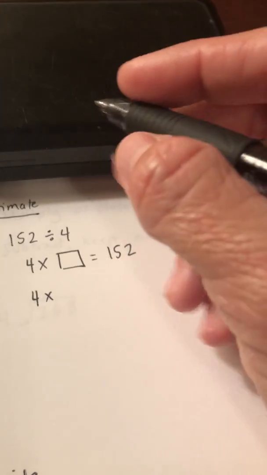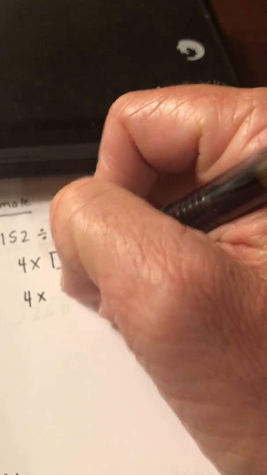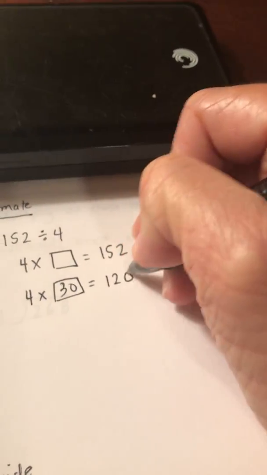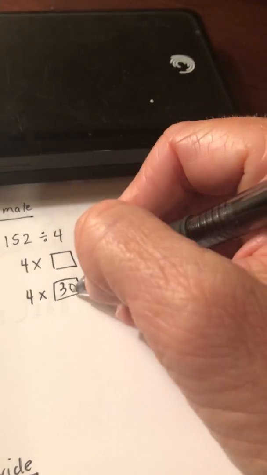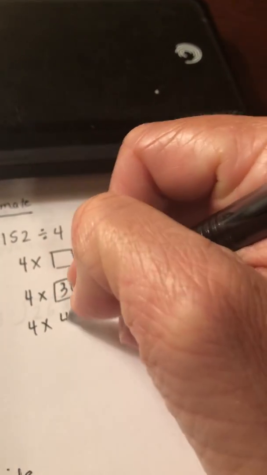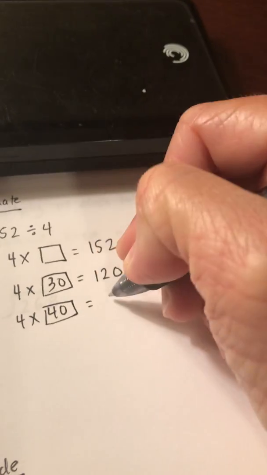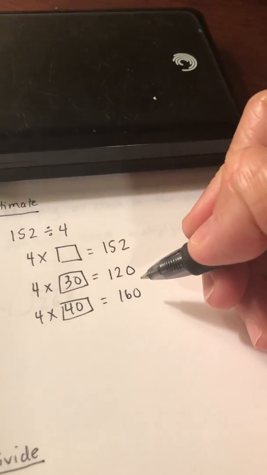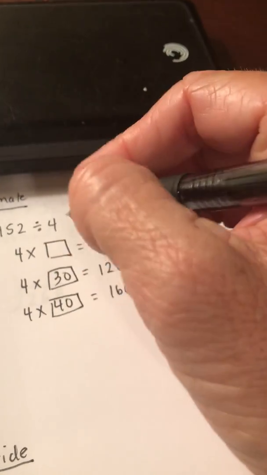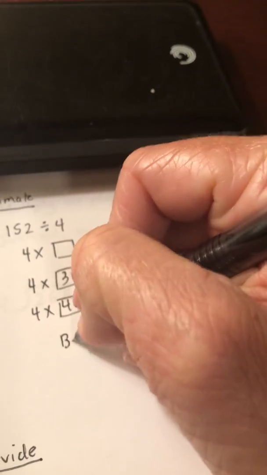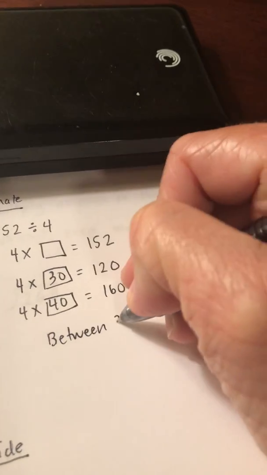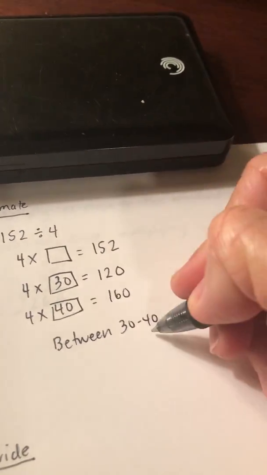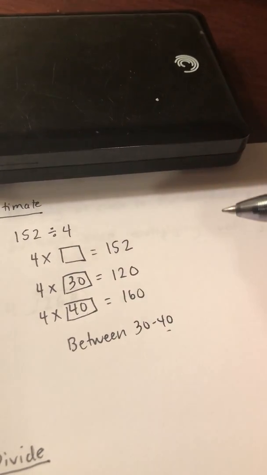4 times 20 would be 80. 4 times 30 is going to be kind of close. 4 times 3 is 12, so 120. And then the next 10 above that is going to be 4 times 40, which is 160. 152 falls between 120 and 160. So the answer to my division problem is going to be in a range between 30 and 40, with my answer being closer to 40 because 152 is closer to 160.